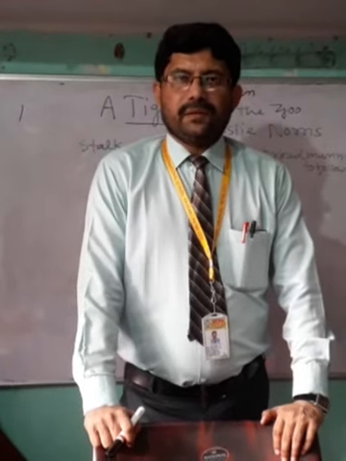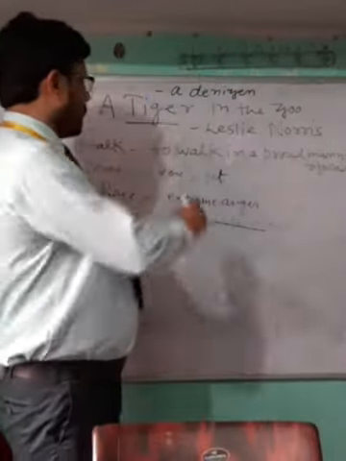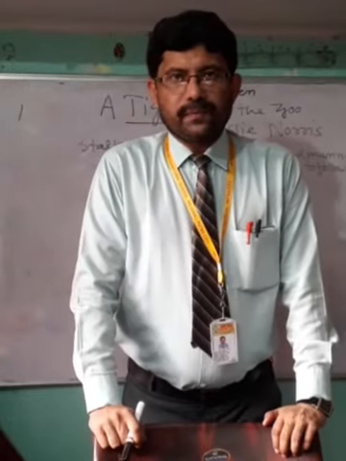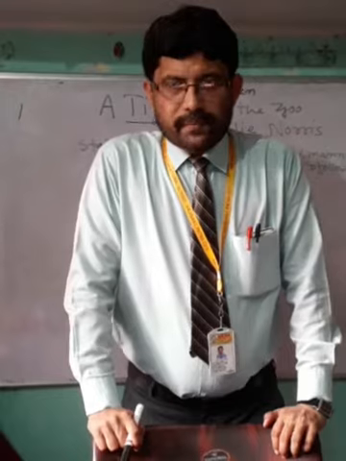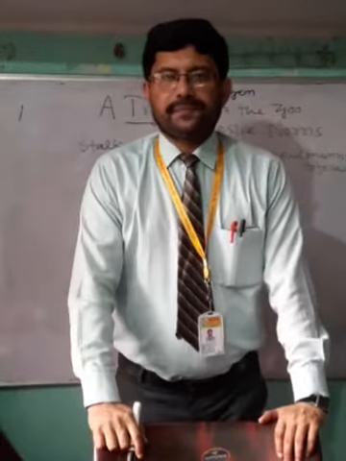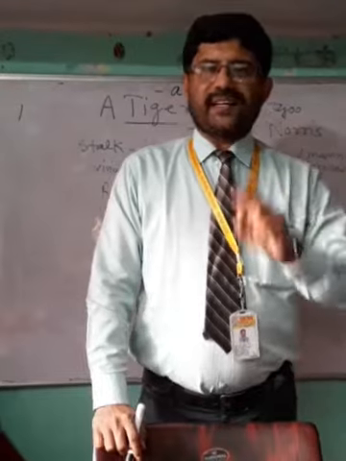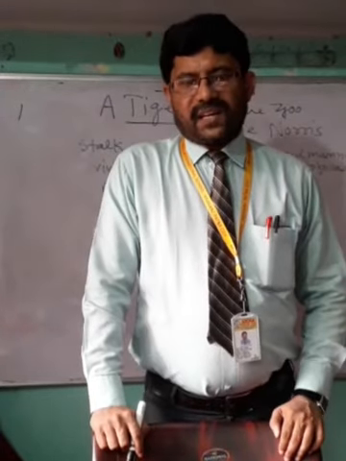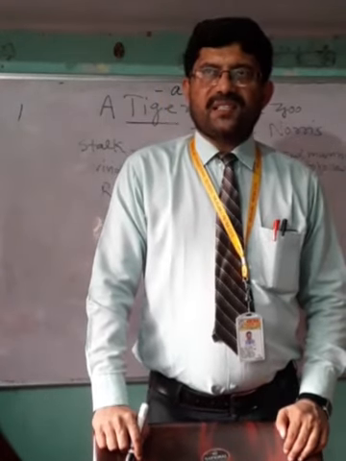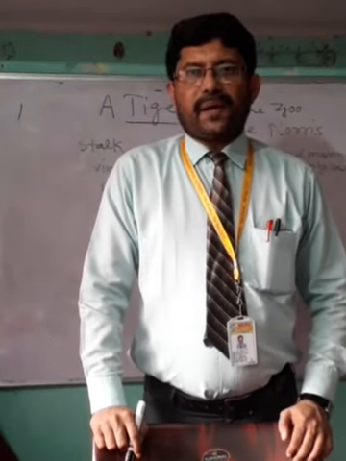Let's begin with this poem, and the title of this poem is A Tiger in the Zoo. A Tiger in the Zoo is a very beautiful poem by Leslie Norris. In this poem, there are two settings. Let us try to understand what the setting of the poem means. Actually, it is about a tiger.